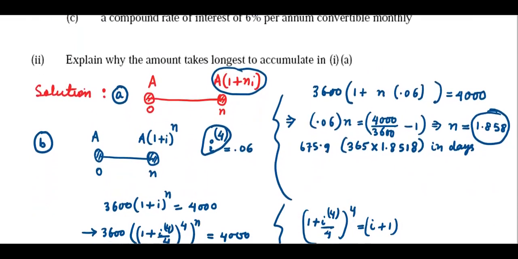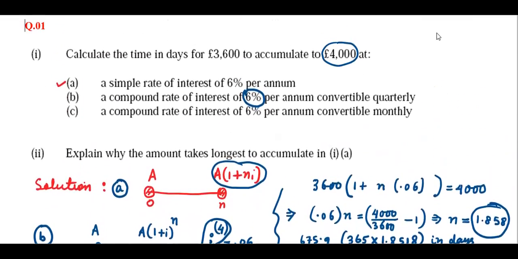In part 3, compound rate of interest of 6% per annum convertible monthly. This is similar. You can do it and you can check the answer. Answer will be 642.5 days.